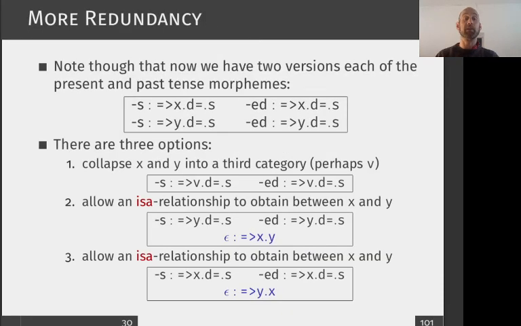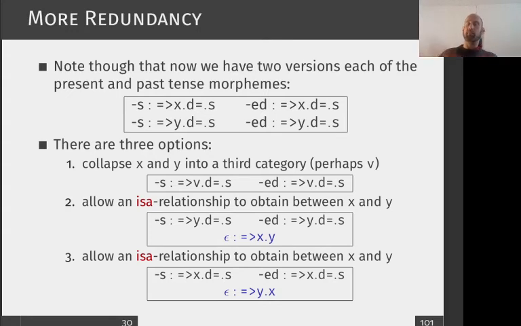Okay, that's one possibility. Another possibility is to say that they aren't the same, but every x is a y. Okay, so that means we can get rid of the present tense lexical item that wants an x, because every x actually is a y. And so we can just keep the one that wants a y, and it will be able to merge with x's because x's are y's.